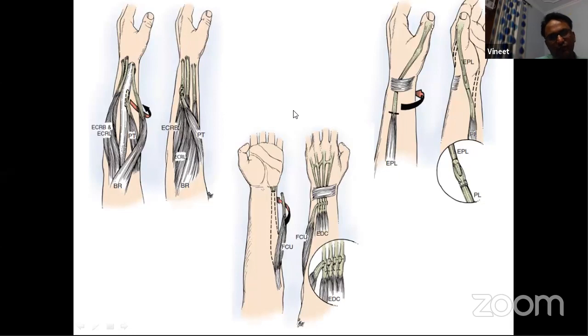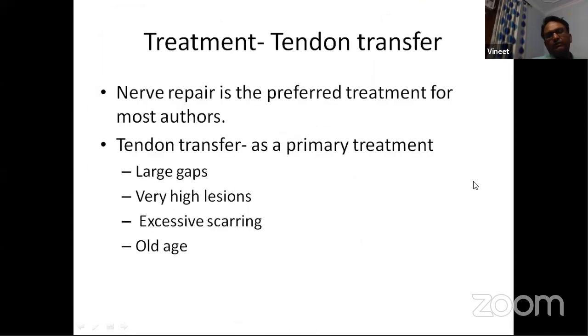Standard picture from Green's, I won't dwell into it again. Some authors prefer going straight away for tendon transfer, which Dr. Dhal has explained may not be the best policy, but in certain situations like large gaps, very high lesions where the recovery may take a long time, excessive scarring and old age, one may choose to do a tendon transfer straight away as the definitive treatment. Thank you.